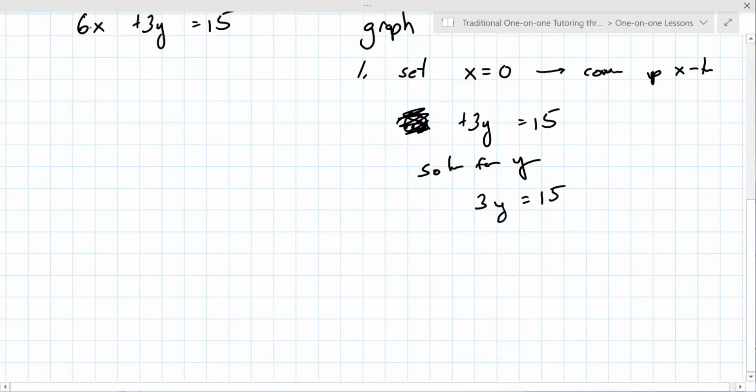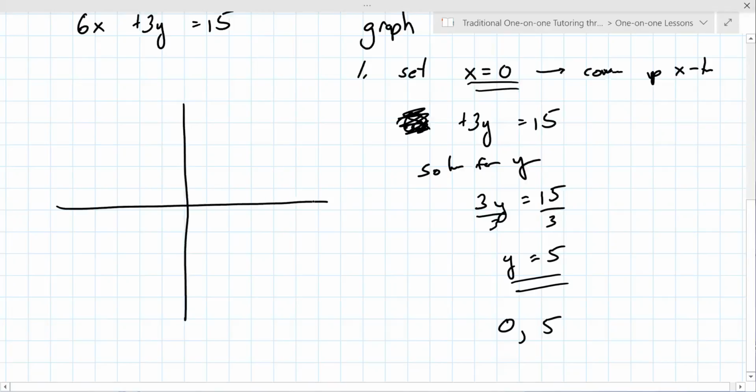Yeah, I guess that makes sense. So then you divide by 3. So y equals 5. When x is 0, y is 5. 0, 5. That's one of your ordered pairs. 0, 5 is like up here.